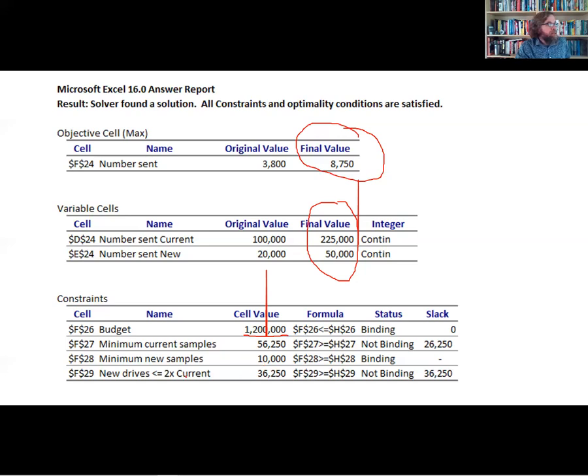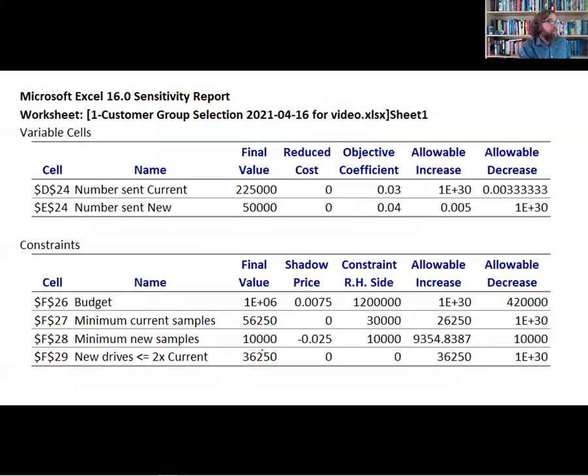And then the constraint that says the number of new customers has to be less than or equal to 2 times the number of current customers, or number of current customers has to be 2 times or more the number of new customers that request samples. That constraint is not binding because we are sending out to 56,000, which we expect is more than the 10,000 we expect from the new customers.